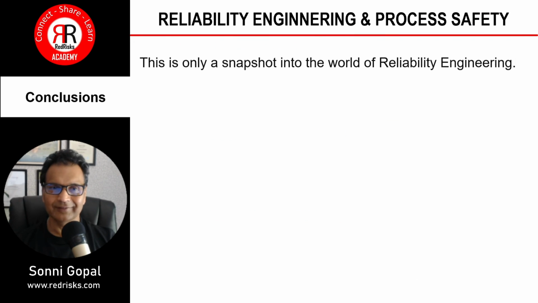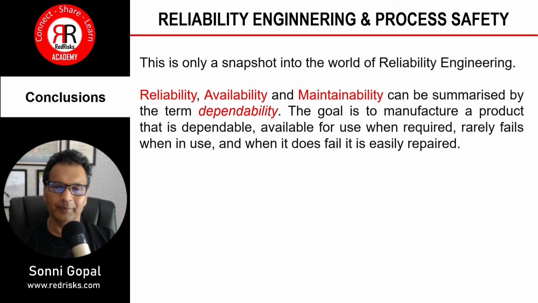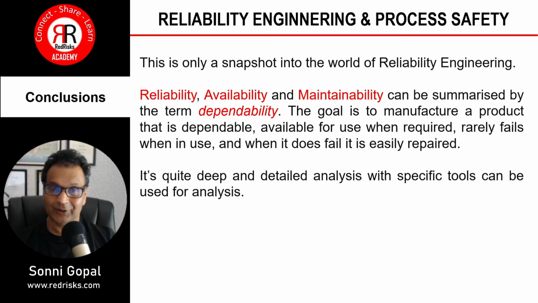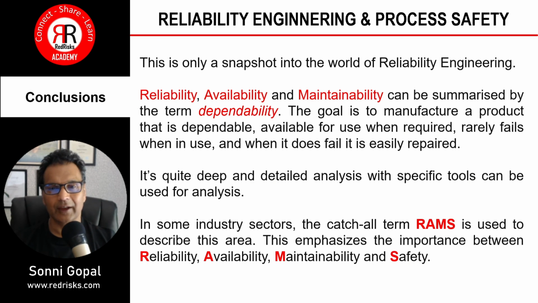So in conclusion, I've only given you a snapshot into the world of reliability engineering, and RAM can be summarized as dependability. If you do reliability, availability, and maintainability, you're looking at improving the dependability of those assets. It's quite deep and detailed analysis with specific tools that can be used. I've given you a snapshot earlier, and many companies now consider the S at the end to make it RAMS. In other words, reliability, availability, maintainability, and safety.